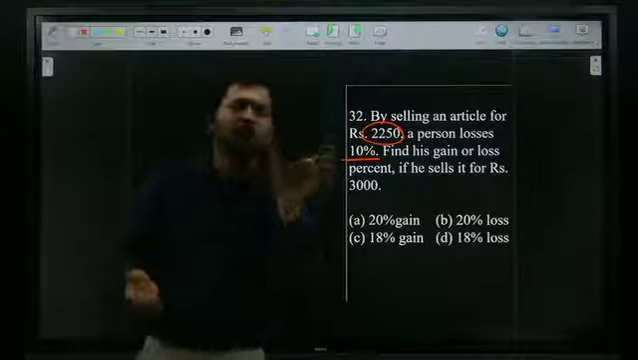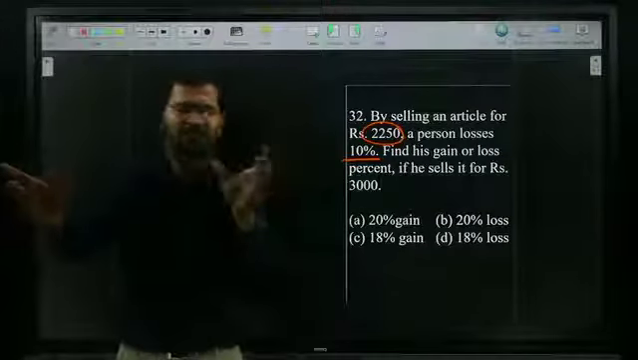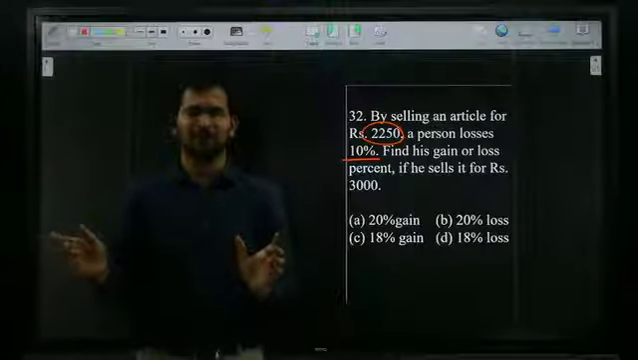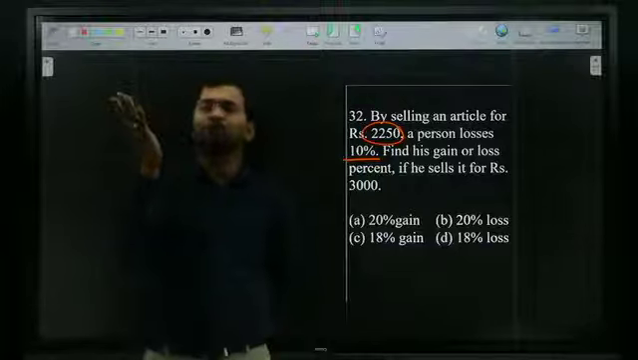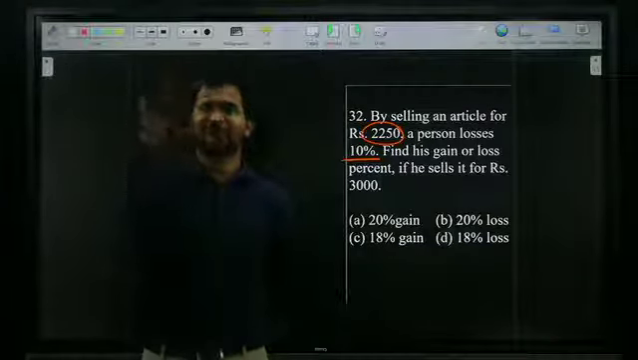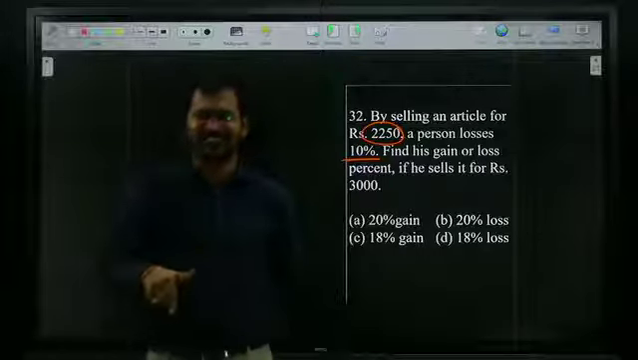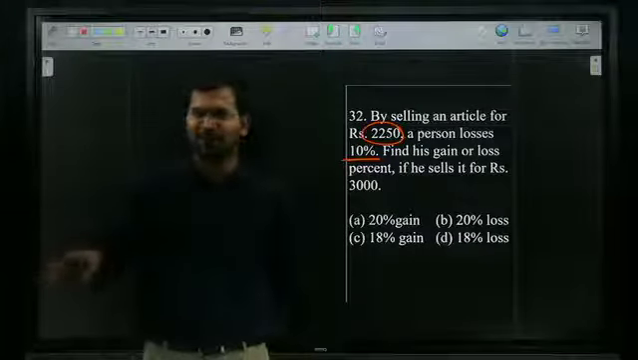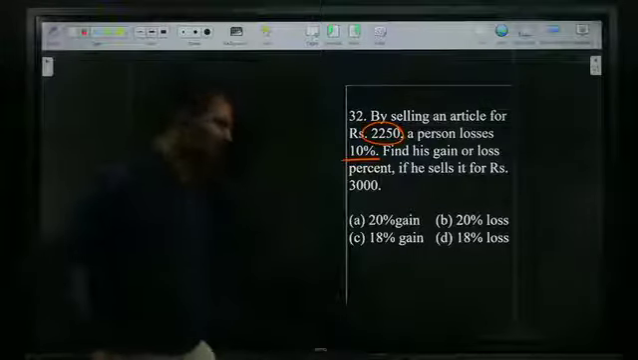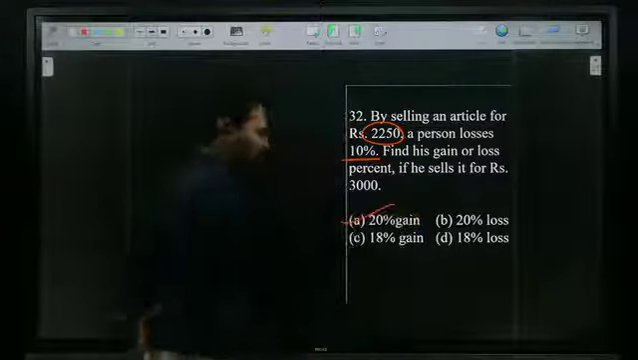2250 is nothing but 90%. Then 3000 is how much percentage? So 2250 is there, 3000 is there. In the 250 table, 2250 is 9 times 250 and 3000 is 12 times 250. So 9 and 12, 10 times each, 90 and 120. 120% is nothing but 100% CP plus 20% profit. Your answer is 20% gain. Option number A is the right answer.